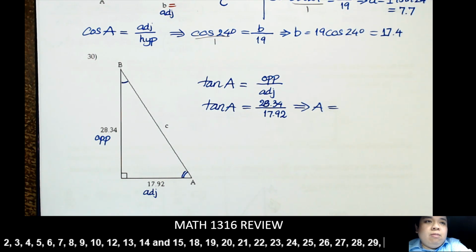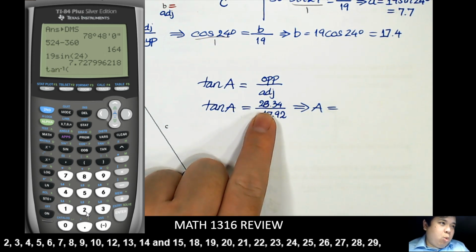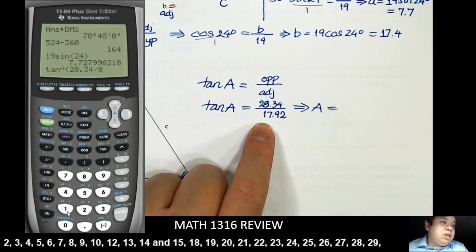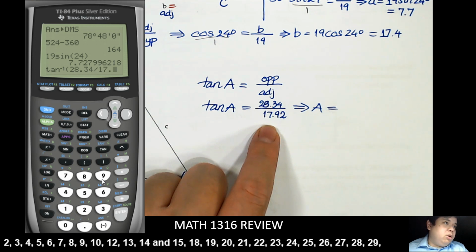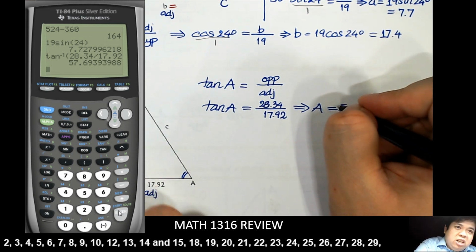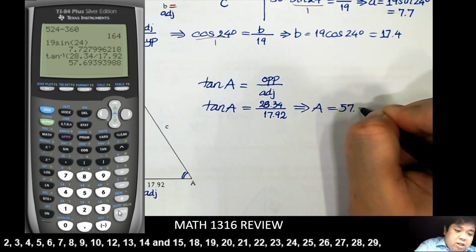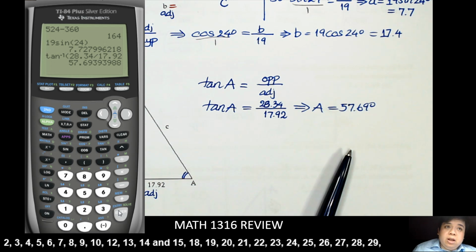So calculator, again, that should be still in degree mode. So this, which is good. Second tangent, and we have 28.34 divided by 17.92. And I got 57.69 degrees. They have 4 significant figures, so let's just use 4. 57.69 degrees.